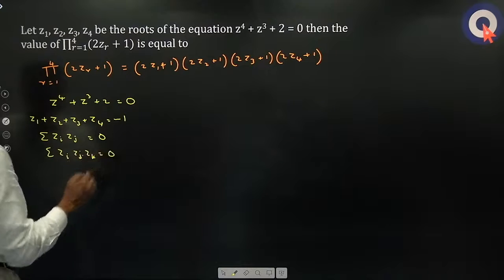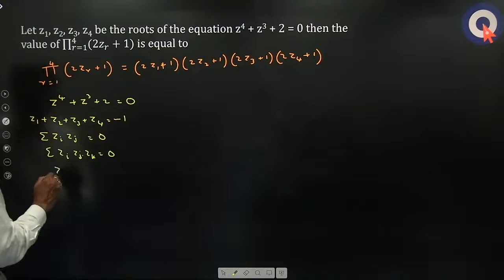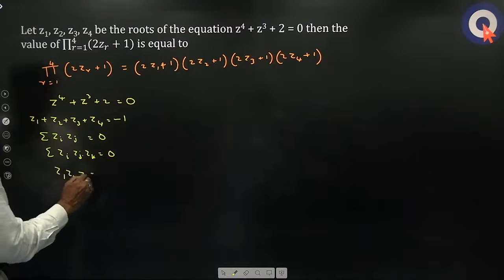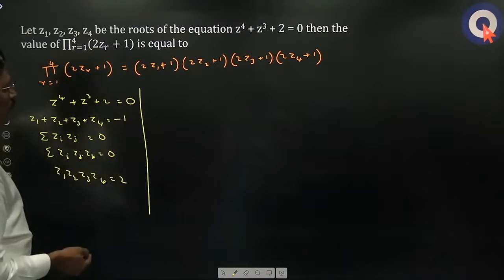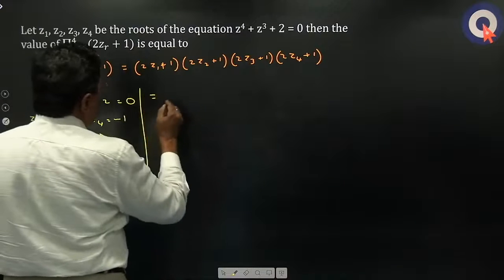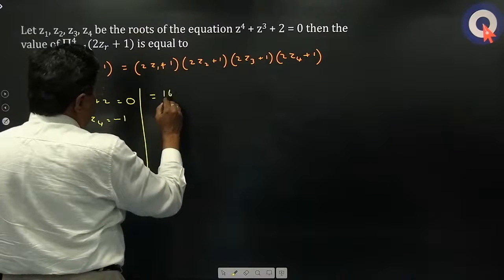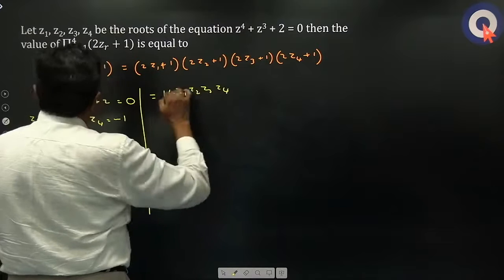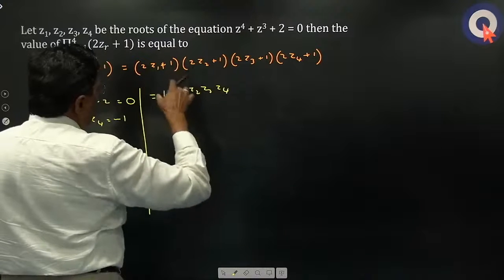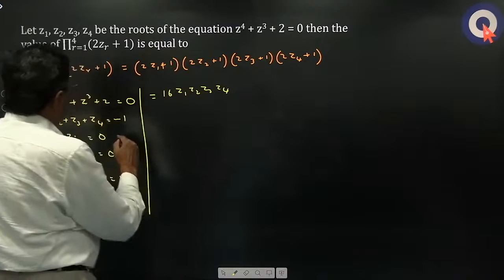This is also 0, and minus, plus, minus, plus. So the product of the roots, z1, z2, z3, z4, is equal to 2. So this is what you got. Just keep it aside, and then you just consider this product. This product is 2, 2, 2, 2. So 16 z1 z2 z3 z4, and all the other sums of the products taken 2 at a time, and 3 at a time, all that will become 0 because of these two.